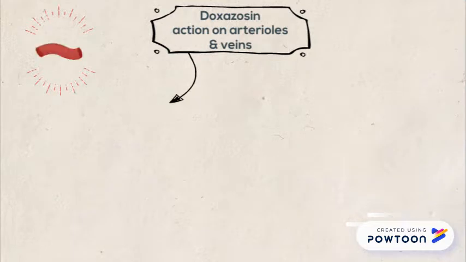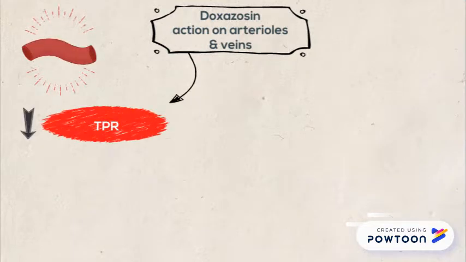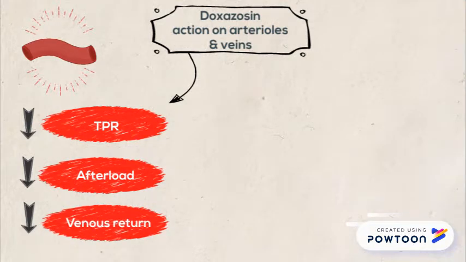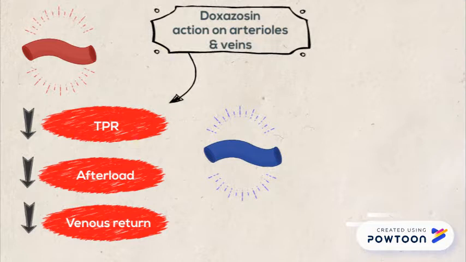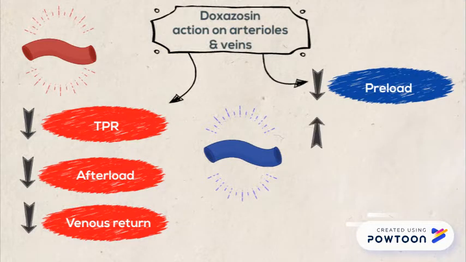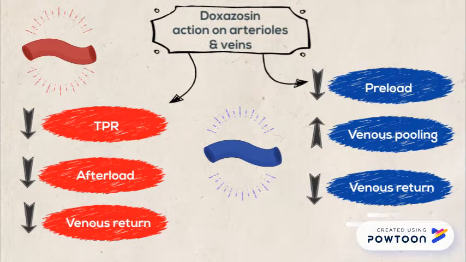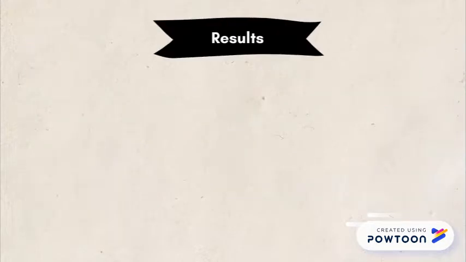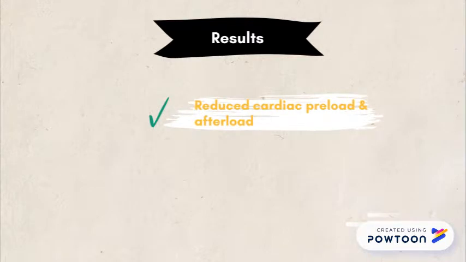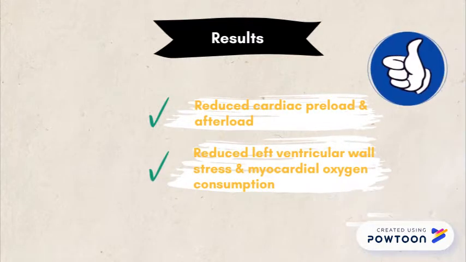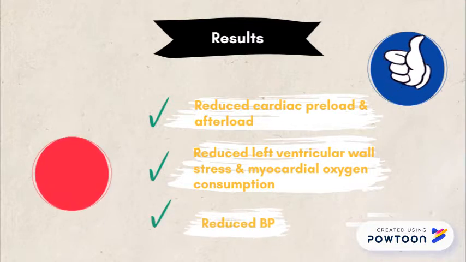In arterioles, doxazosin decreases total peripheral resistance (TPR) and reduces afterload. Meanwhile, in veins, doxazosin decreases preload. This increases venous pooling, hence decreases venous return to the heart. Since doxazosin reduces both cardiac preload and afterload, consequently, it reduces left ventricular wall stress and myocardial oxygen consumption. Reduced blood pressure is then achieved.